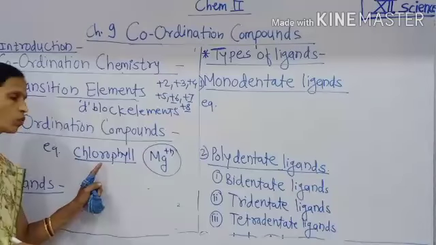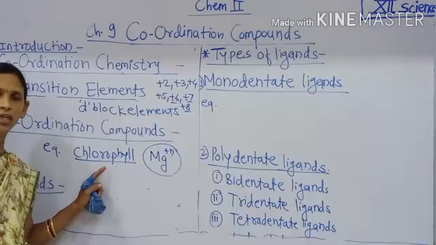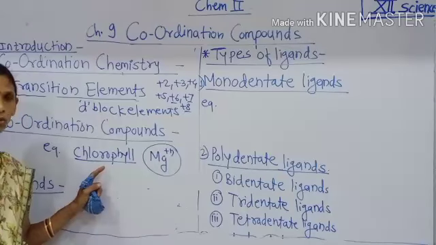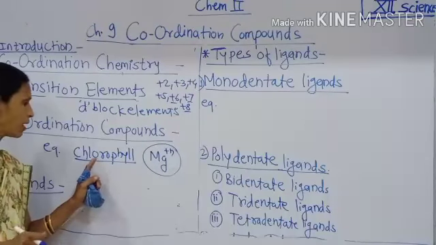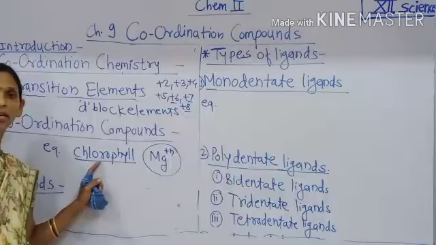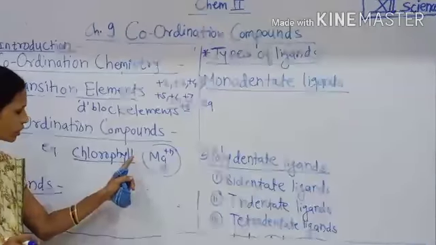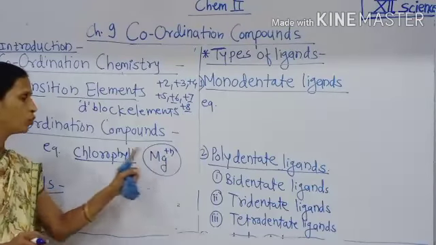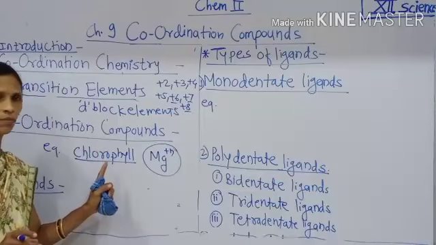magnesium ion. The chlorophyll present in plants imparts the green color to the leaves and stem. Because of chlorophyll, plants are green. That chlorophyll contains magnesium ion, which is a coordination compound.